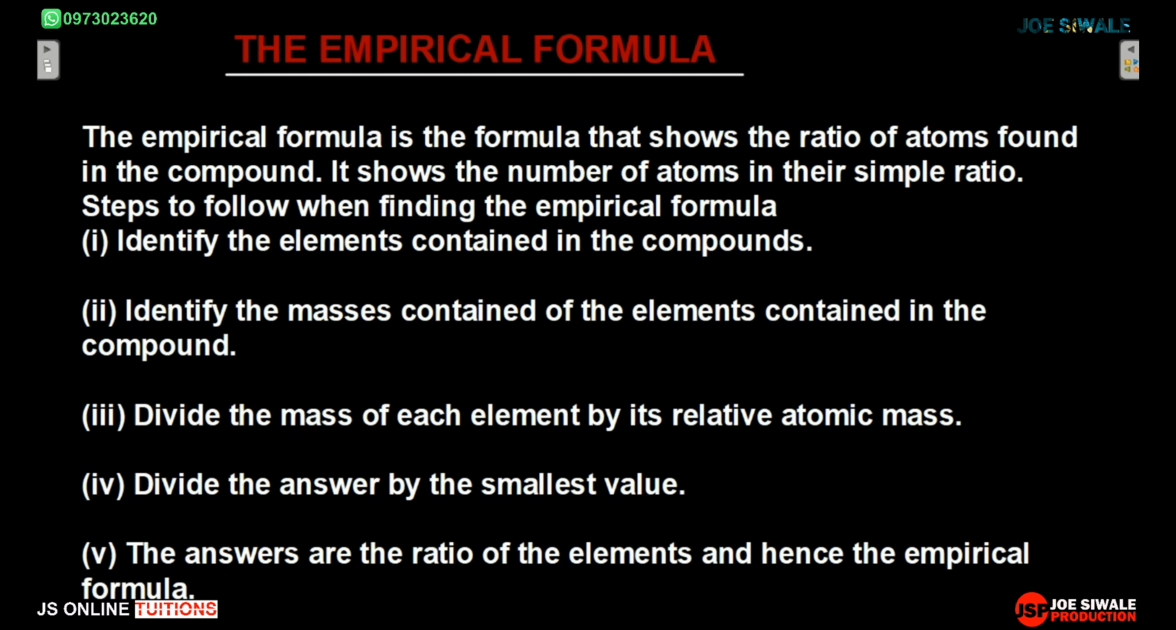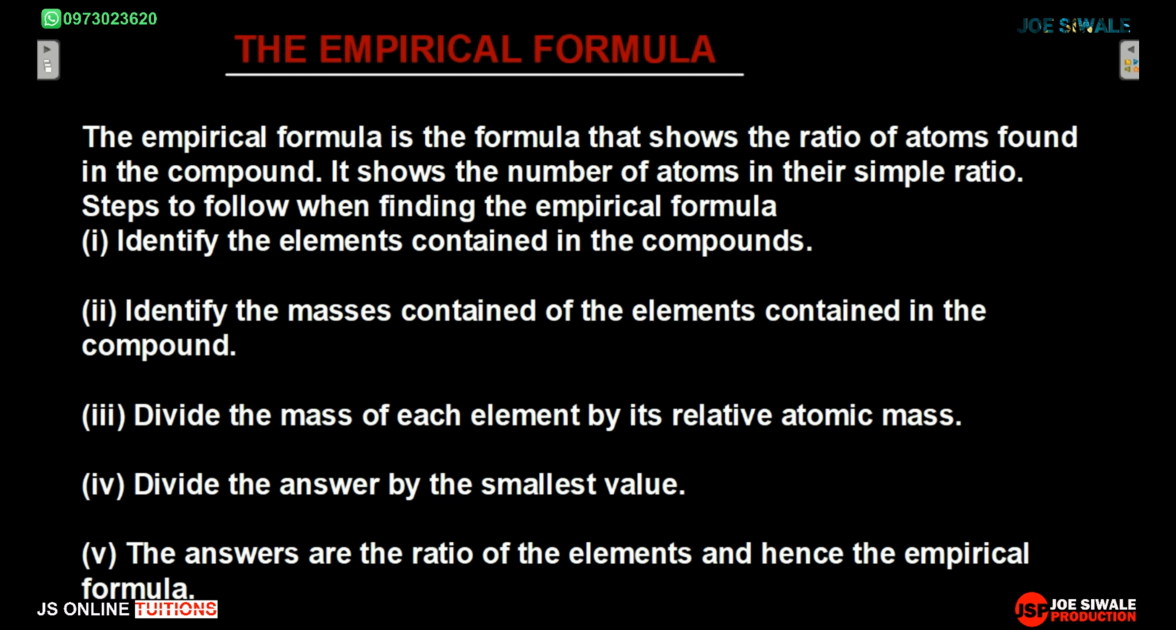Step number 1, identify the elements contained in the compound. Step number 2, identify the masses of elements contained in the compound. Step number 3, divide the mass of each element by its relative atomic mass. Step number 4, divide the answer by the smallest value. Step number 5, the answers are the ratio of elements and hence the empirical formula.